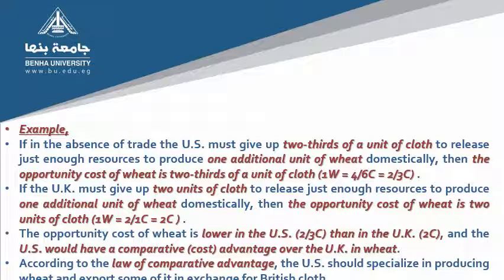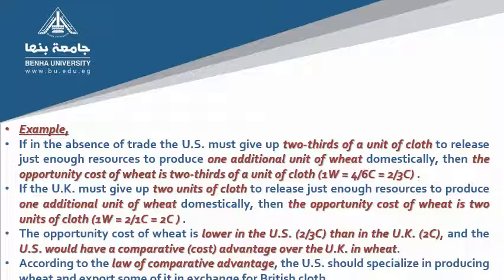Therefore, the opportunity cost of wheat in terms of the amount of cloth that must be given up is lower in the United States than in the United Kingdom, and the United States would have a comparative or cost advantage over the United Kingdom in wheat. Note that in a two-nation, two-commodity world, the United Kingdom would have a comparative or cost advantage in cloth.